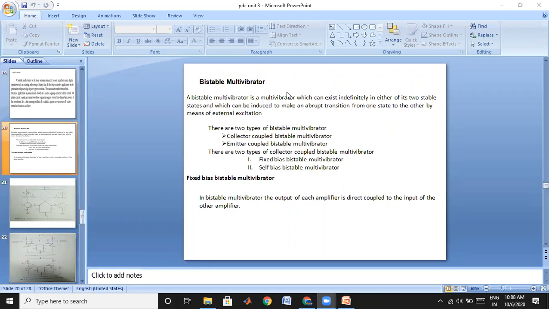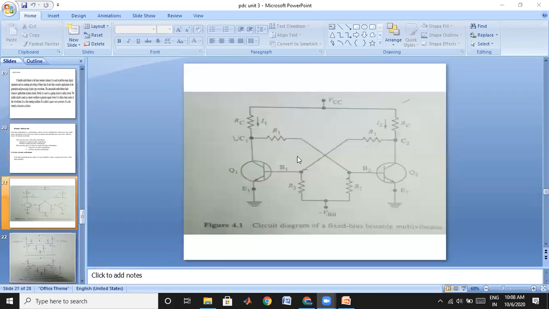For designing, let it be this bistable multivibrator. The designing aspects mean we are going to design all these resistances, RC, R1, R2 values, and currents. Designing means simply we are going to find out these resistance values.